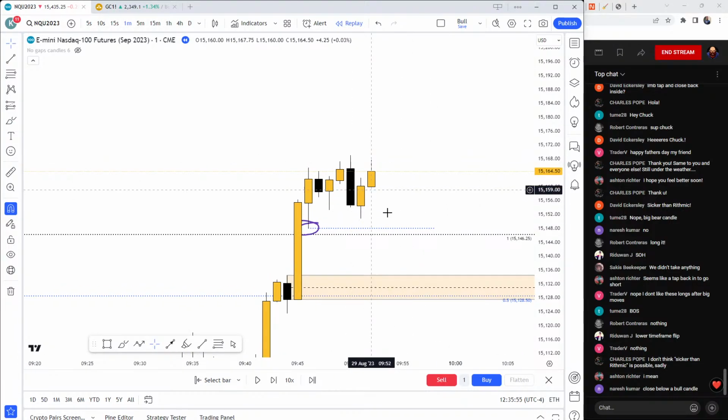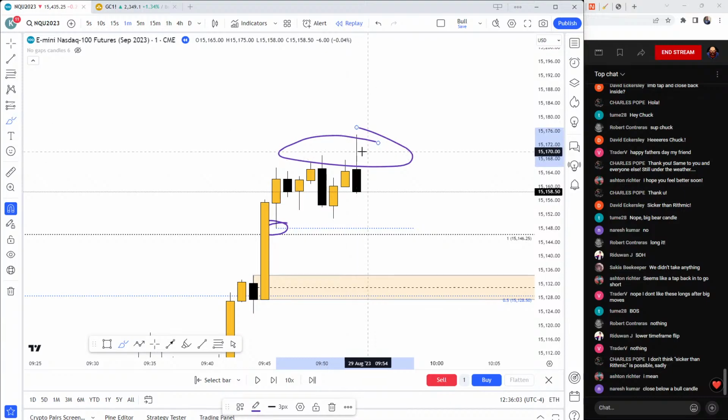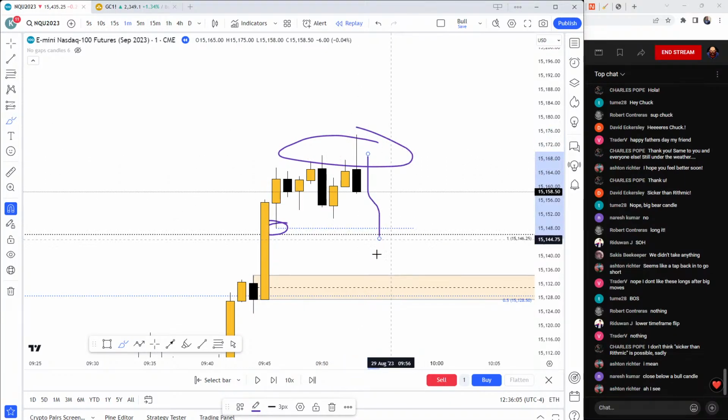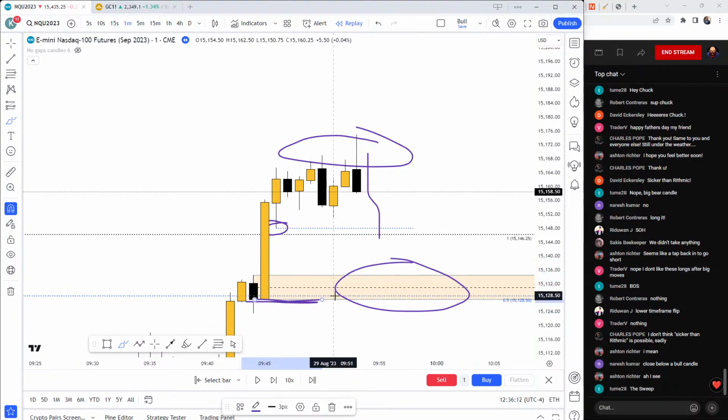We're going above this high right now. There it goes. Okay. So failure here takes you below here. Might tap into here. That would be pretty cool if we swept this candle lower and then we went long from there.